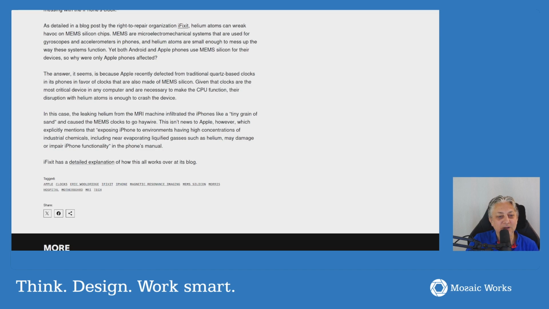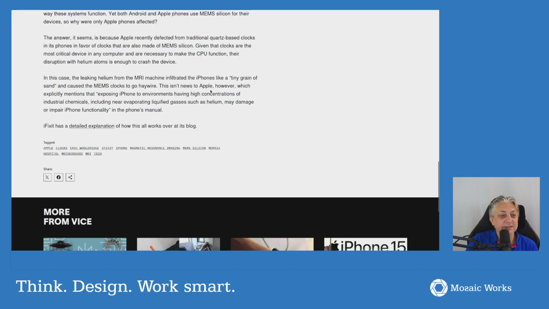Yet both Android and Apple phones use MEMS silicon for their devices, so why were only Apple phones affected? The answer, it seems, is because Apple recently defected from traditional quartz-based clocks in its phones in favor of clocks that are also made of MEMS silicon. Given that clocks are the most critical device in any computer and are necessary to make the CPU function, the disruption with helium atoms is enough to crash the device.